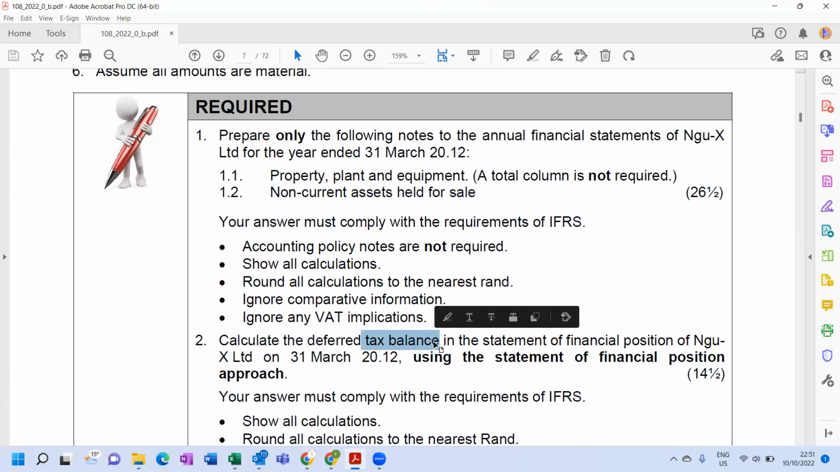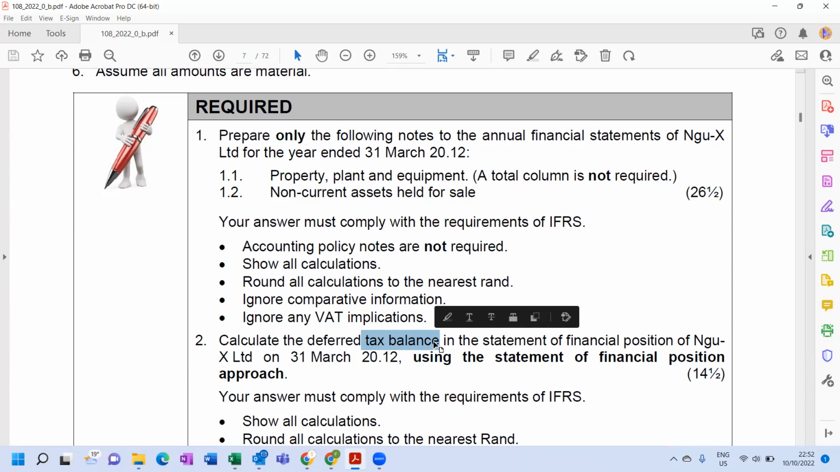So we just need to do one calculation. If they asked us to calculate the deferred tax movement, we'd have to have a calculation for the end of last year, which is 31 March 2011, as well as 31 March 2012, the current year. Then the movement would be current year minus prior year. But in this case, they don't want the movement, they just want the balance. So we're only going to do the calculation at 31 March 2012.